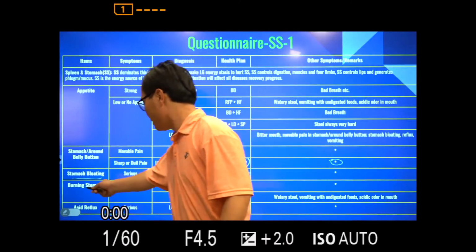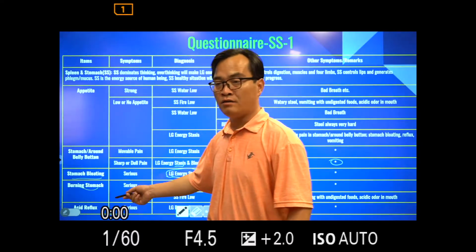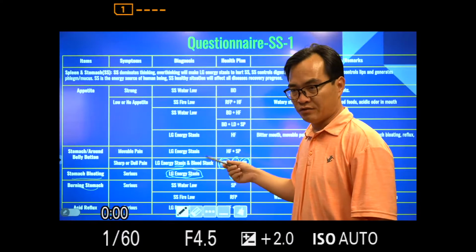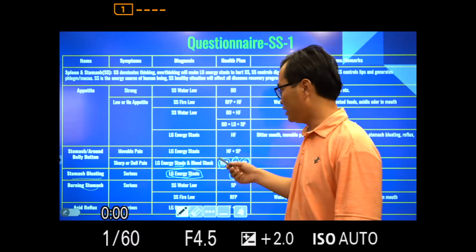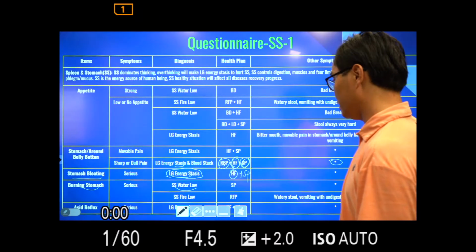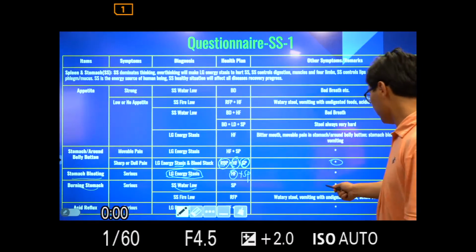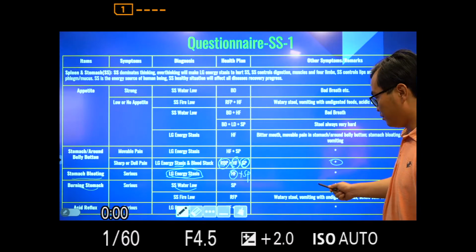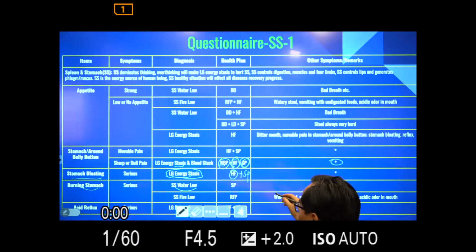And for the burning stomach, it is a reference symptom. So it is possibly from SS voting energy low. If it is from SS voting energy low, it should have other symptoms to support. Support like what? Like the bad breath.